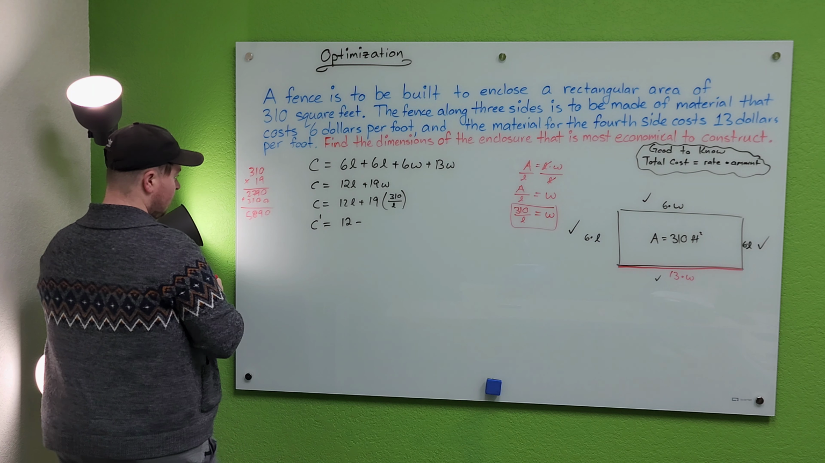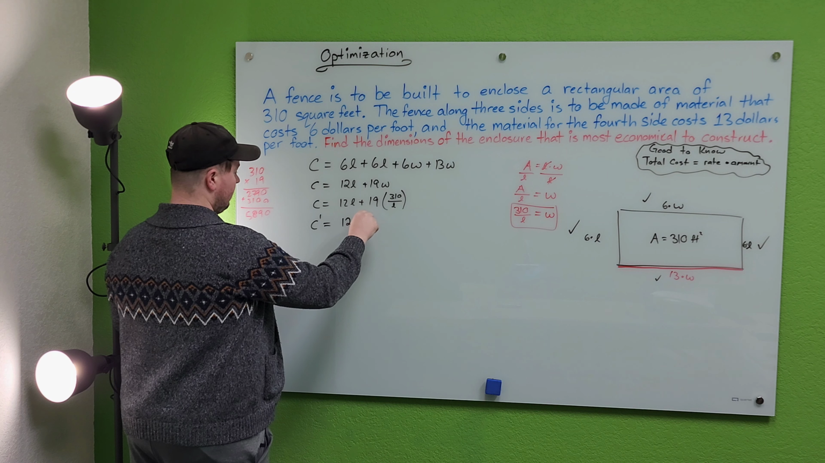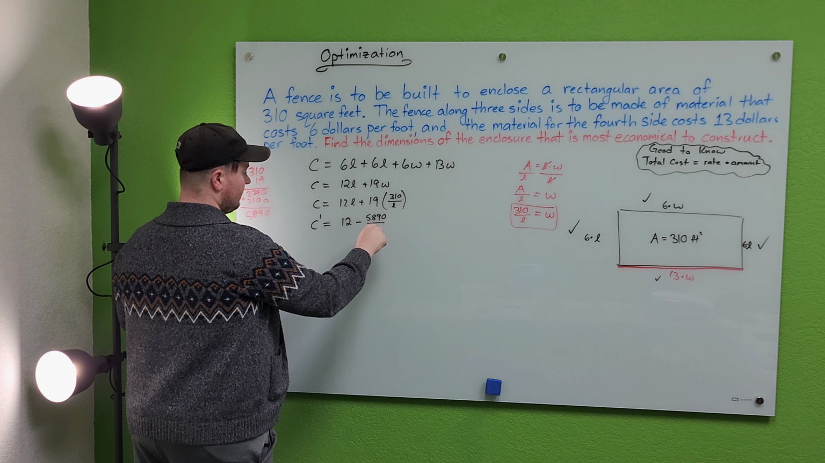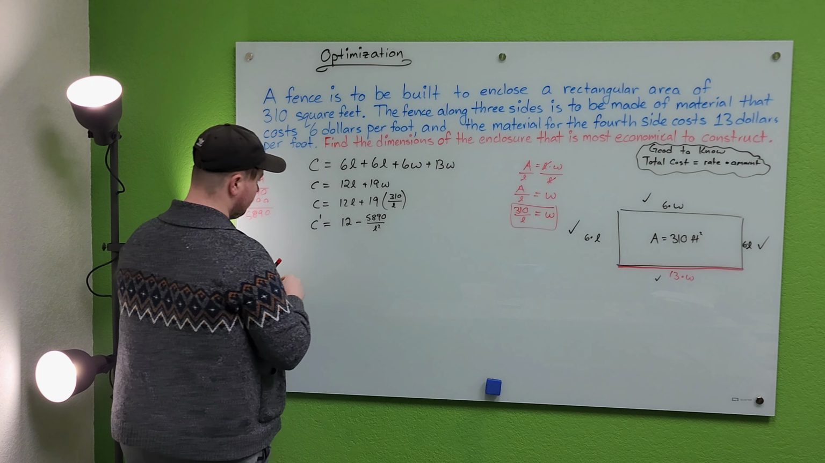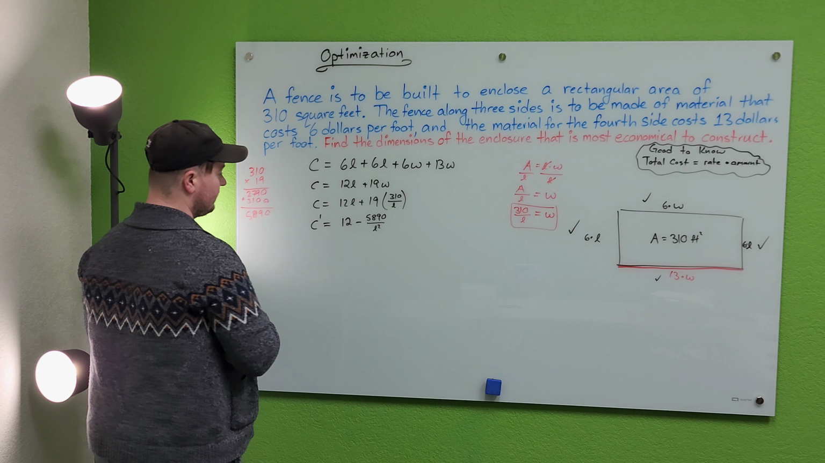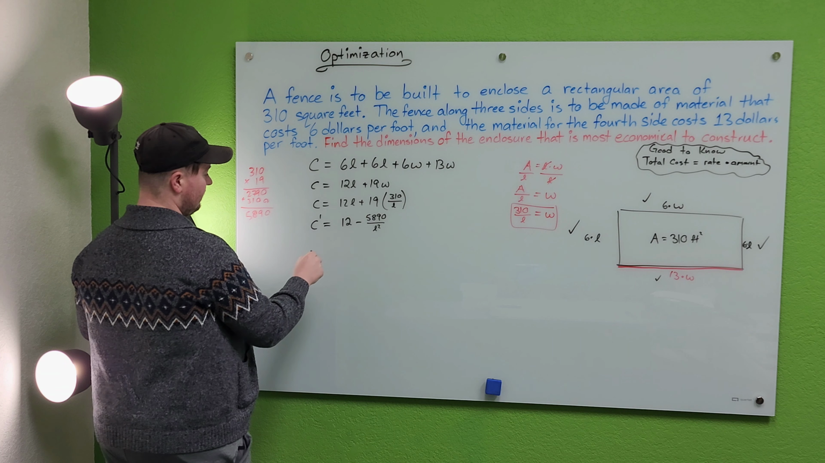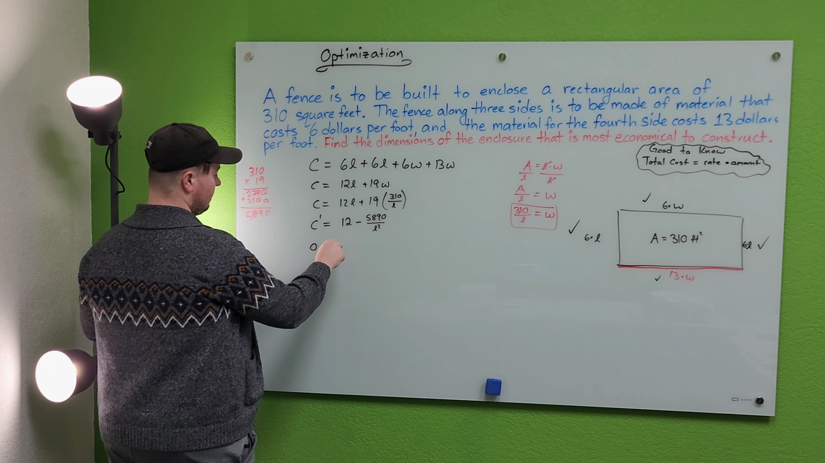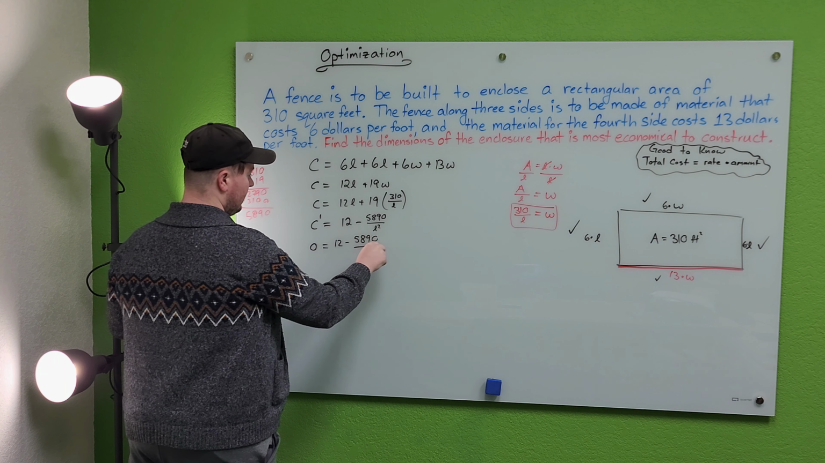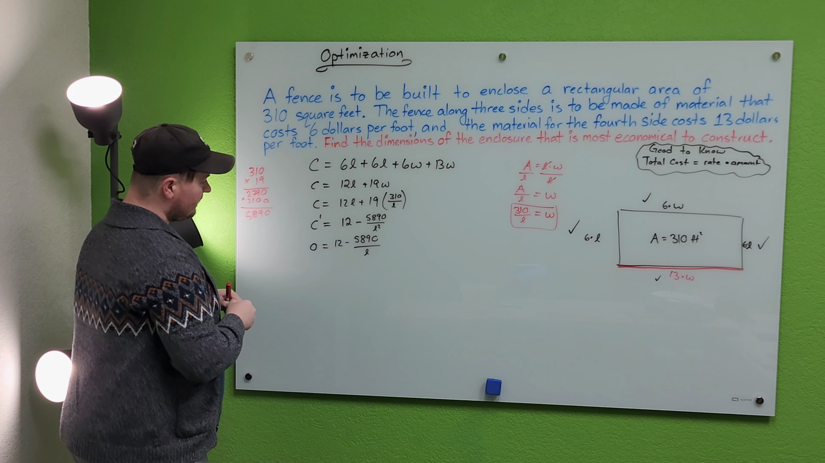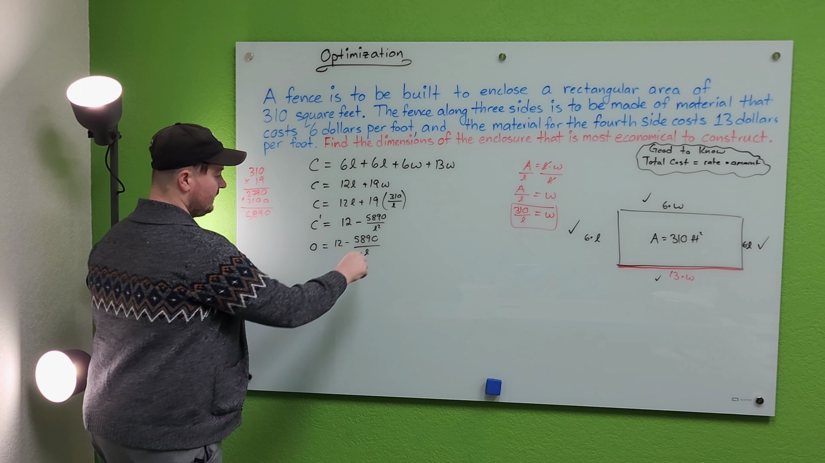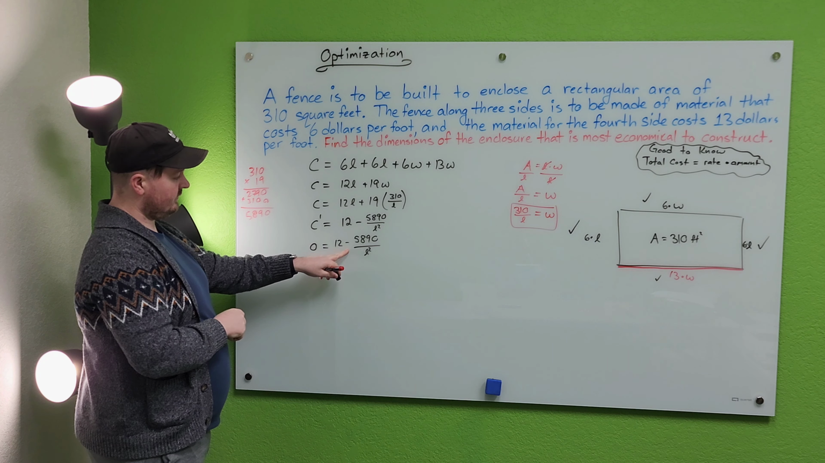So what we get is negative 5,890 divided by L squared. And so this is the derivative. Now to find the critical value, we need to set this derivative equal to 0. And the approach I like to take in this situation: 12 is positive, this whole thing is negative.